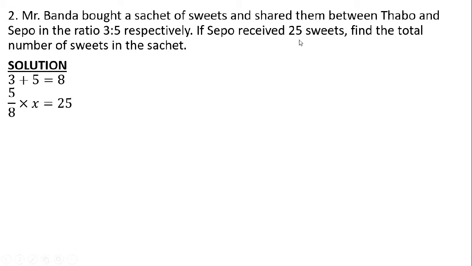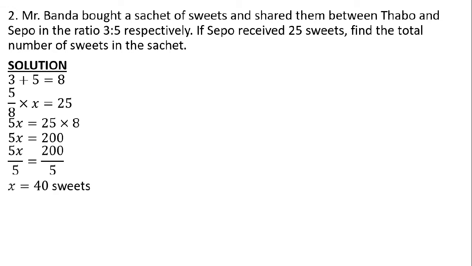should give us 25. So we are going to say 5x should be equal to, we'll cross multiply, 25 times 8, which will give us 200. To find the value of x, we'll divide both sides by 5. Our x is equal to 40. Therefore, there were 40 sweets in the sachet.